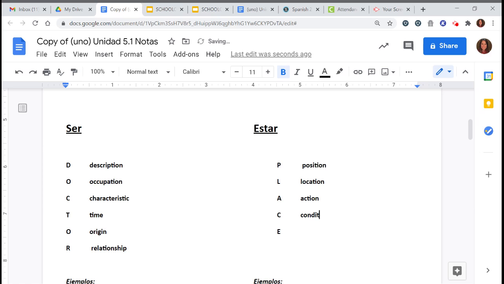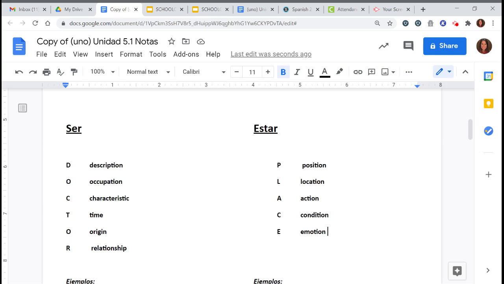C is condition. So for this one, kind of how are you doing? So if you're saying I'm good or I'm sick, maybe you're sick today, then that would be a condition. And then E, kind of similar to that, is emotion. So happy, sad, mad, tired, however you're feeling, we use estar.